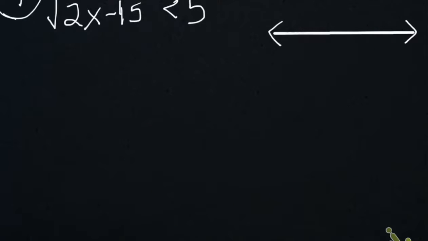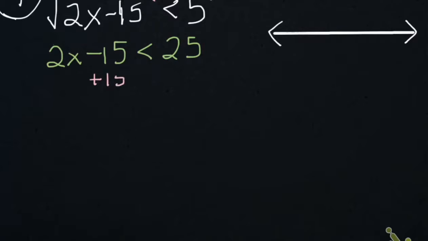Number 7. Is the radical isolated? Yes. That means we can just raise it to the power. So I square both sides. The square and the square root cancel, leaving just the stuff underneath. 2x minus 15. Drop down the inequality symbol, less than 5 squared. Go ahead and simplify that.